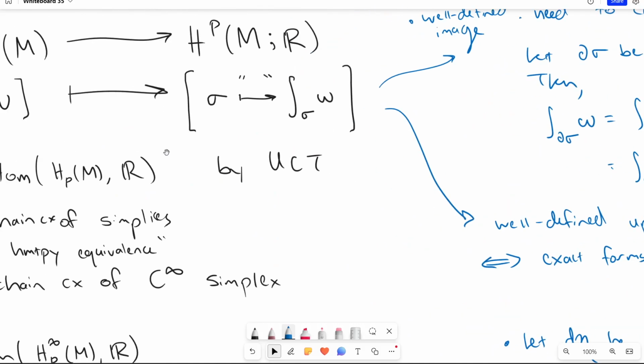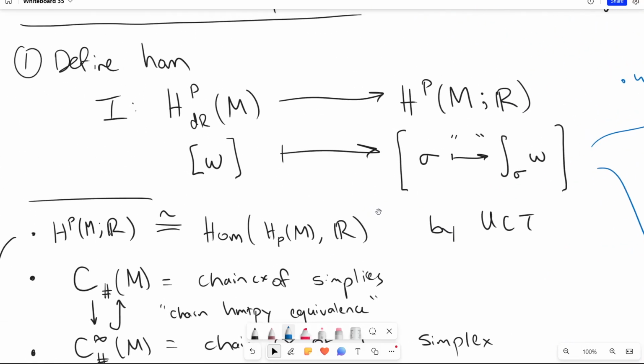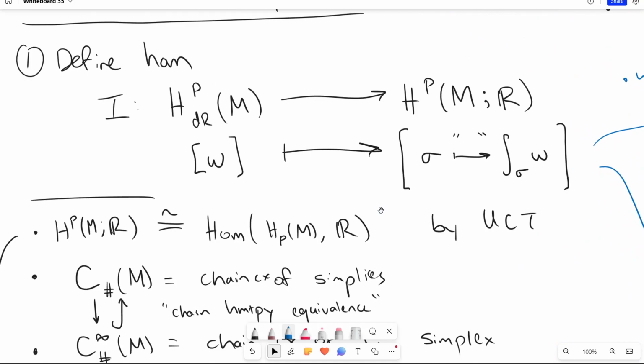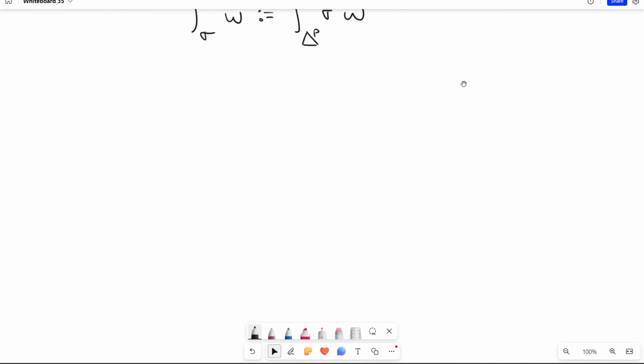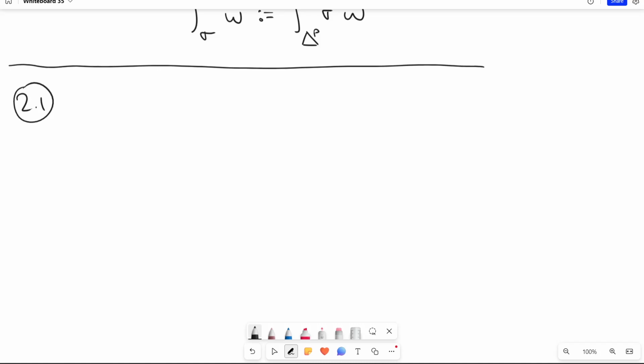So this definition is well defined, and we actually do have a homomorphism from the de Rham cohomology to the singular cohomology. Now the next and longer task is to show that this whole thing is an isomorphism. So that brings us on to step 2. We're going to start with 2.1, which is the longer of the two. 2.1, the base case.